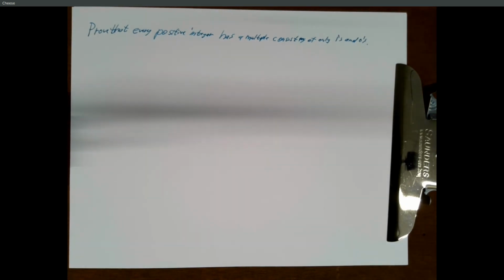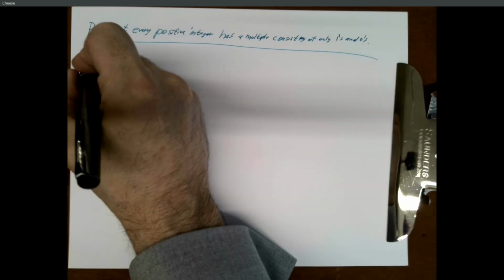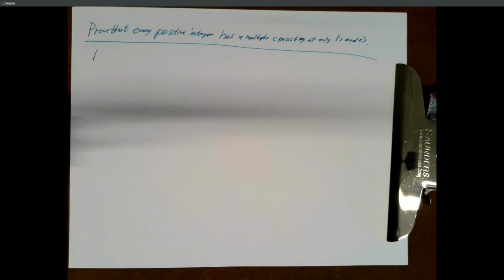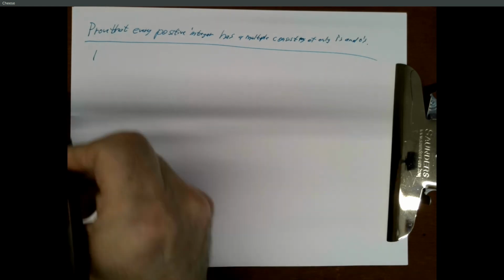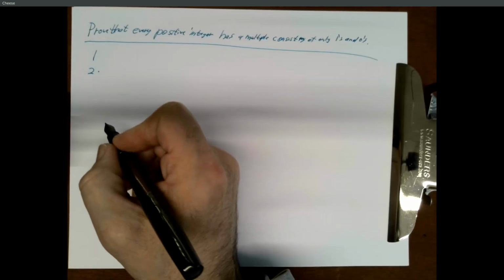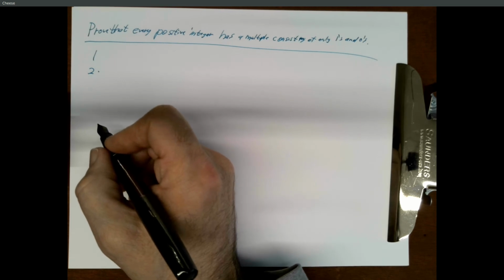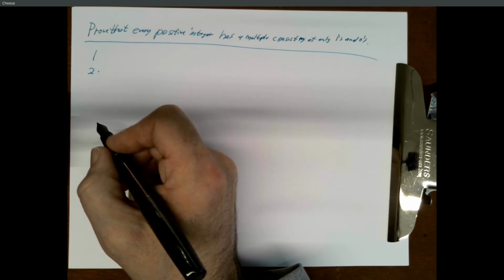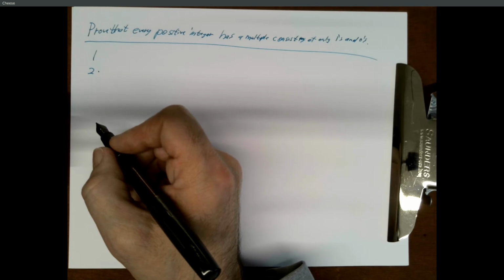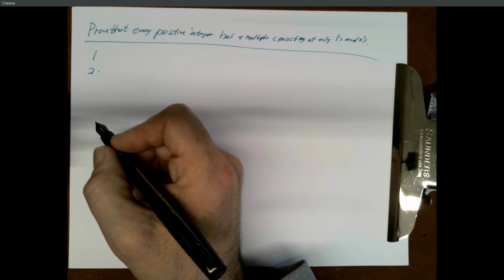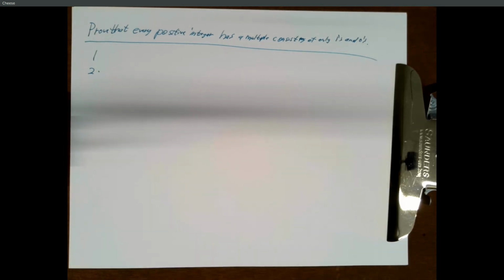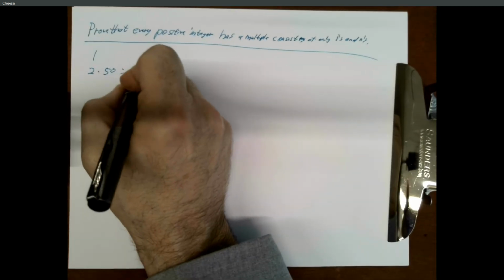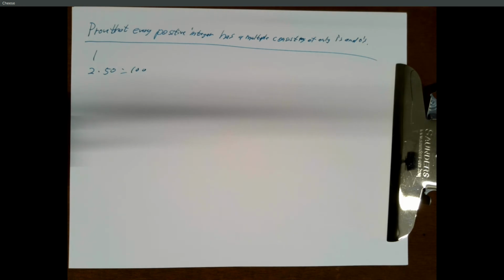And this is a little bit of an odd fact. So 1, well, we can just multiply it by 1, and that's a number that can be written as just ones and zeros. What about 2? That's going to be 2. That's not just ones and zeros. Written as ones and zeros in decimal, 2 times 50 equals 100. That's writable with just ones and zeros. What about 3?